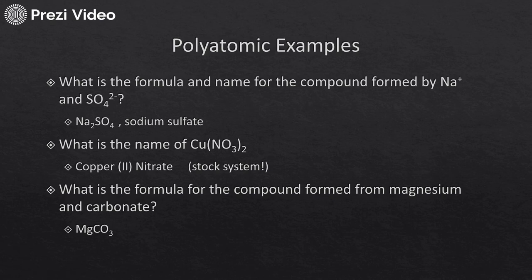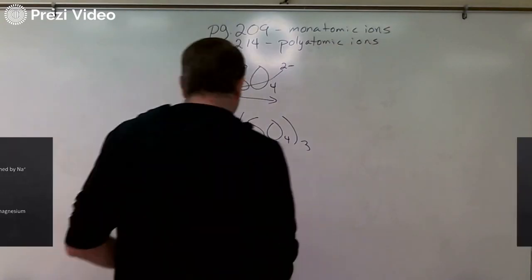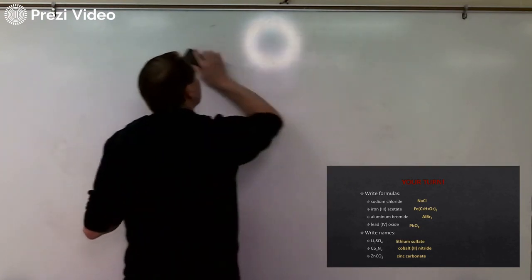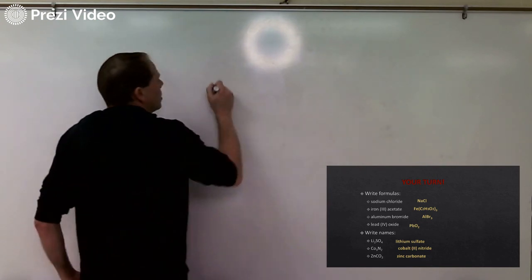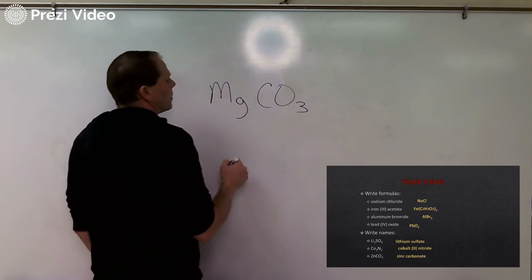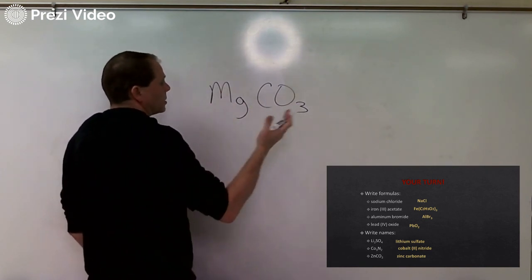It has a 2+ charge for copper. And then, what is the formula for the compound formed by magnesium and carbonate? Well, then you just put down the Mg, and then you do the CO3. Now, let me show you something real quick on that one, because that one has something a little bit unnecessary that you don't have to put on there. Well, at least some people put something on there they shouldn't necessarily.